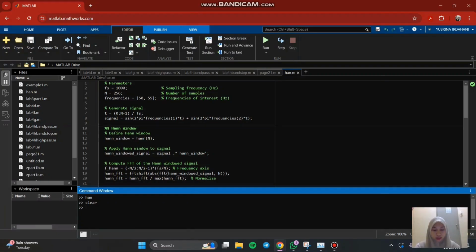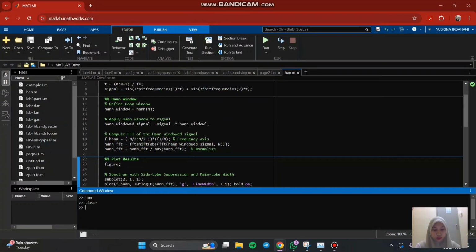Next, this creates a signal composed of two sine waves at 50 Hz and 55 Hz. The time vector t ensures proper sampling according to the defined frequency. Next, we define and apply the window to the signal. The Hunt window is a type of tapering function that reduces spectral leakage in frequency analysis. Applying this window smooths the signal at the boundaries.